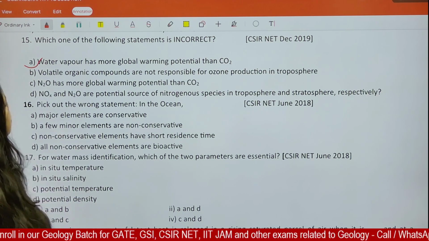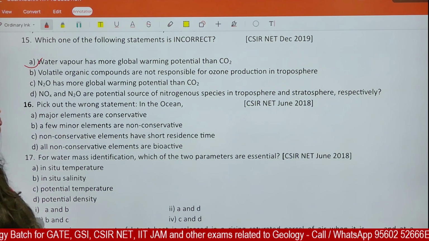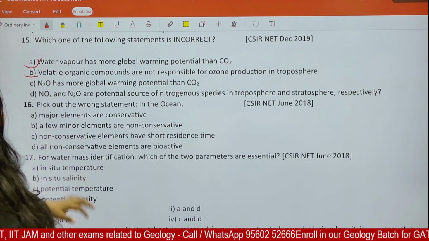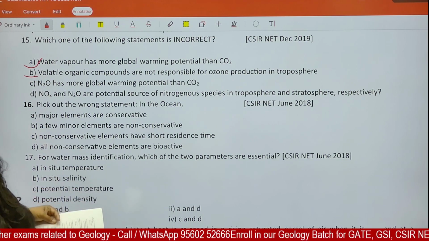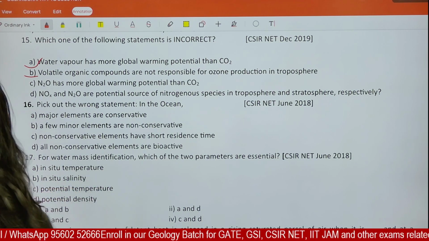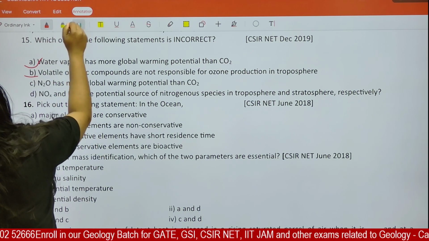Now, volatile organic compounds are not responsible for ozone production in the troposphere? No, they are responsible for ozone production in the troposphere. So that should be the wrong statement. Yes, B should be the wrong statement.